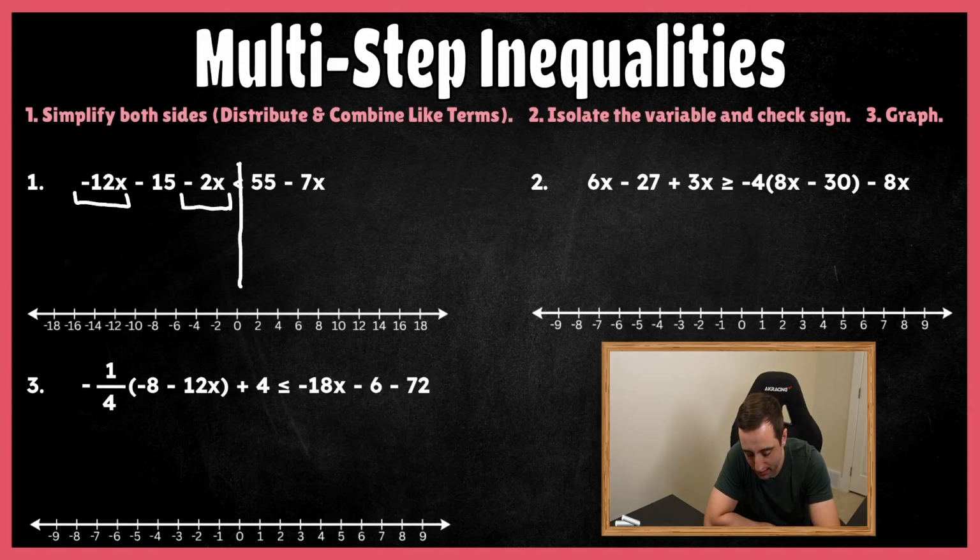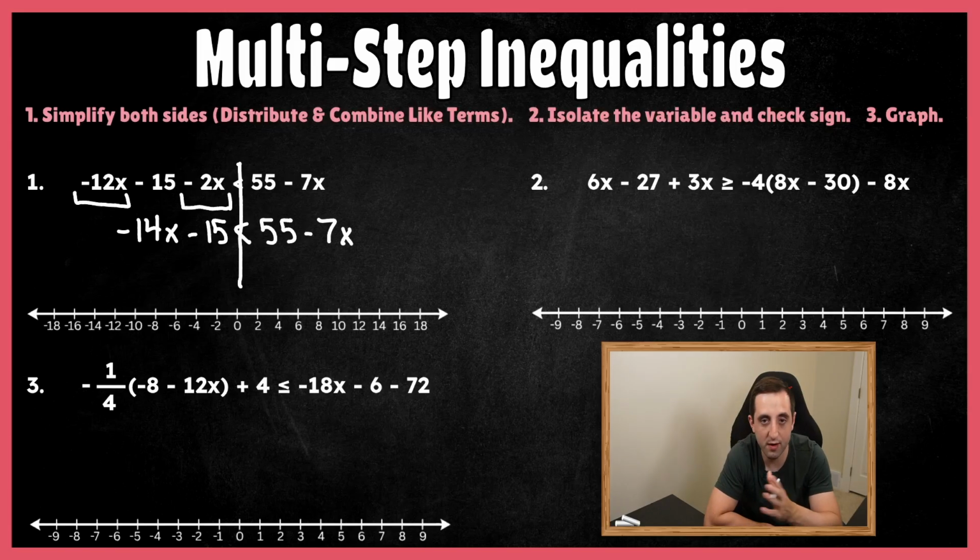Negative 12x minus 2x is negative 14x. And then I'm going to bring down that minus 15 because we haven't even touched it. And then we have the less than symbol that just gets moved down, and 55 minus 7x we didn't touch either. But then I'm going to focus on the right side. Is there a distributive property here? Is there like terms here? 55 doesn't have a variable. The other one does, so those aren't like terms. There's no parentheses. So we're done with step one.